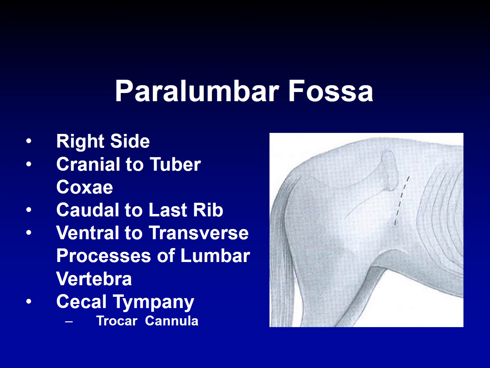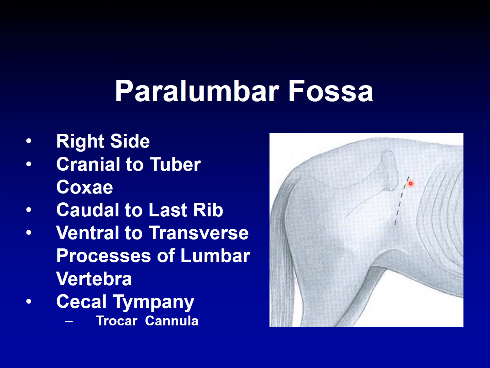This is the paralumbar fossa. We utilize that on the right hand side of the animal, cranial to the tuber coxae, and caudal to the last rib, ventral to the transverse processes of the lumbar vertebrae. And here we utilize this site for a case that's called cecal tympany, accumulation of air in the cecum. We call that cecal tympany.